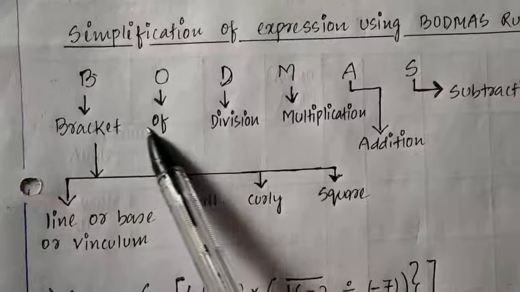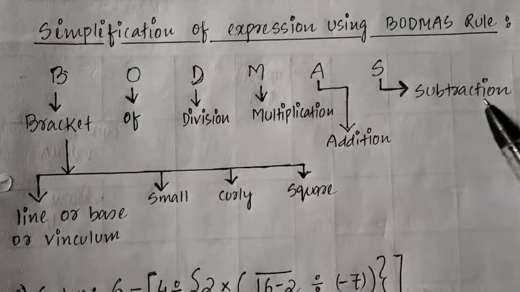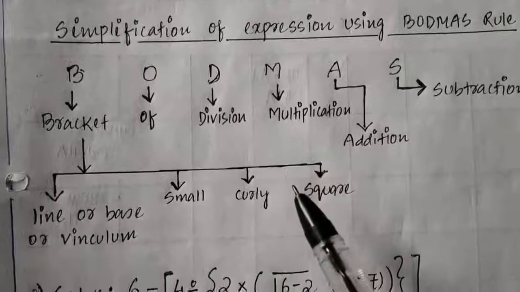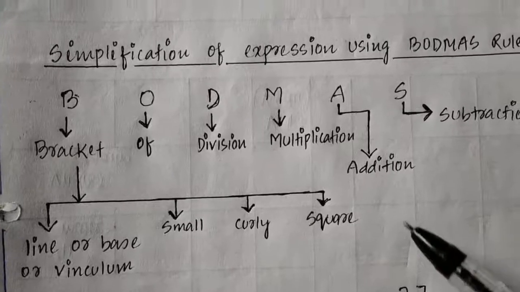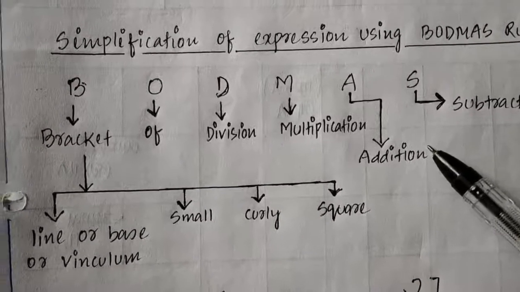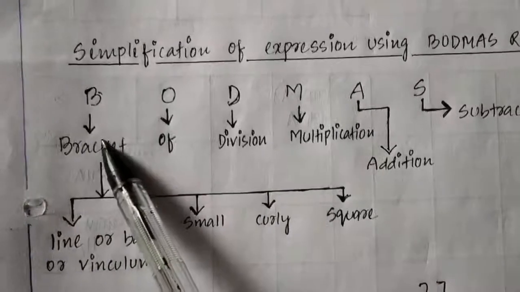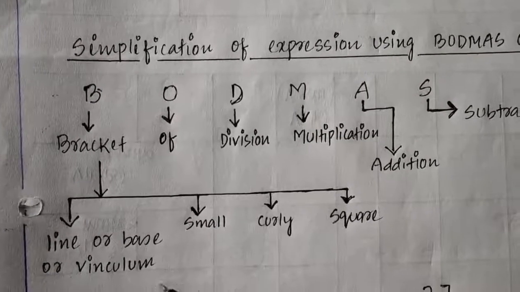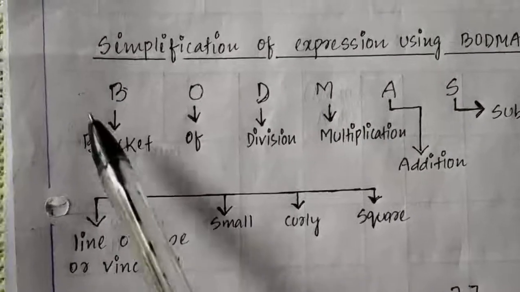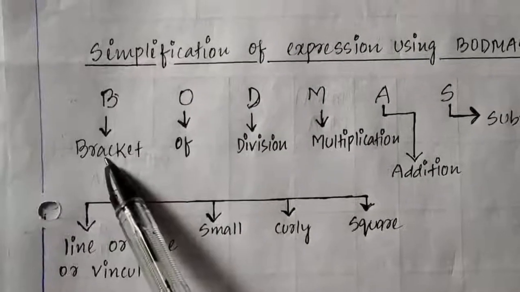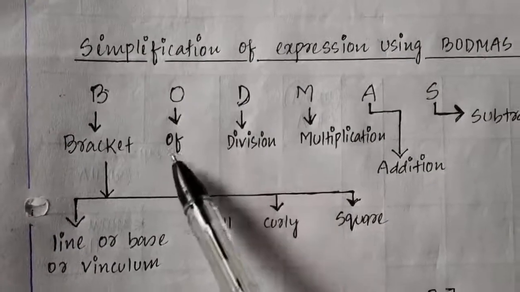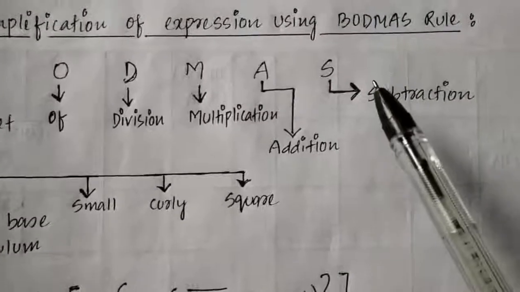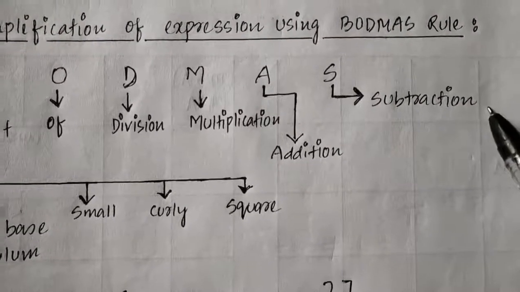So these are the steps, the sequence which we have to follow while simplifying an expression which contains two or more than two operations at a time. First of all, we have to solve the bracket. Whether it is addition, multiplication, division or subtraction inside the bracket, first we have to solve inside the bracket. Then we have to solve the of, then the division, then multiplication, then addition, and at the last the subtraction is simplified.